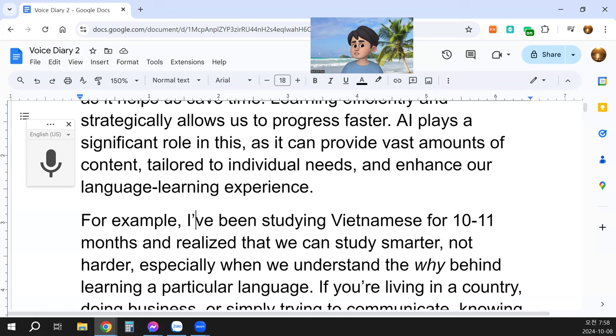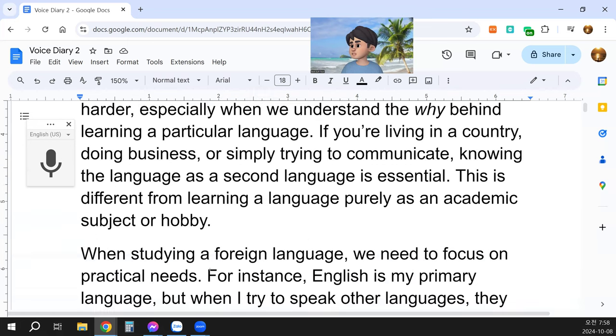For example, I've been studying Vietnamese for 10, 11 months and realized that we can study smarter, not harder, especially when we understand the why behind learning a particular language. If you are living in a country, doing business, or simply trying to communicate, knowing the language as a second language is essential. This is different from learning a language purely as an academic subject or hobby. When studying a foreign language, we need to focus on practical needs.